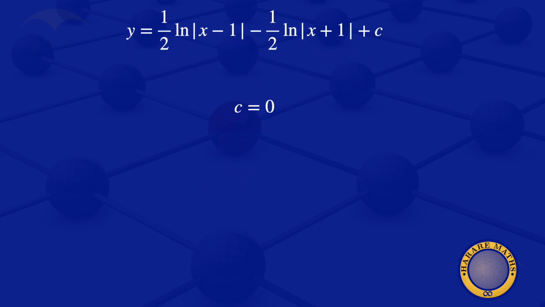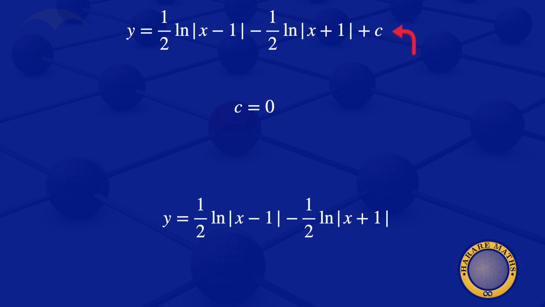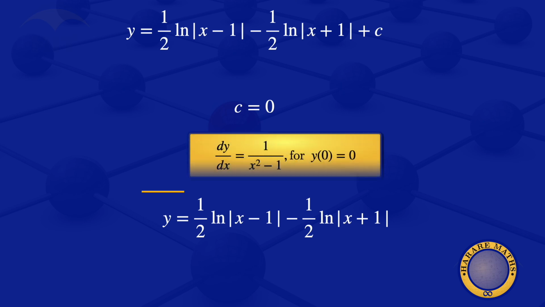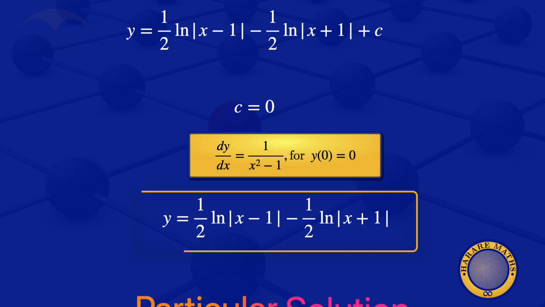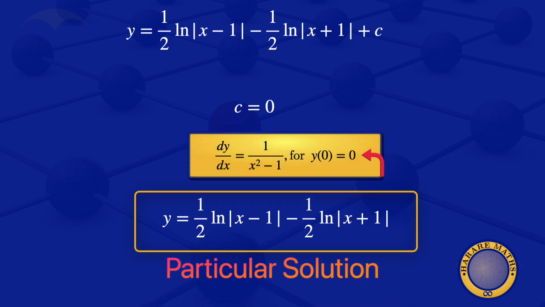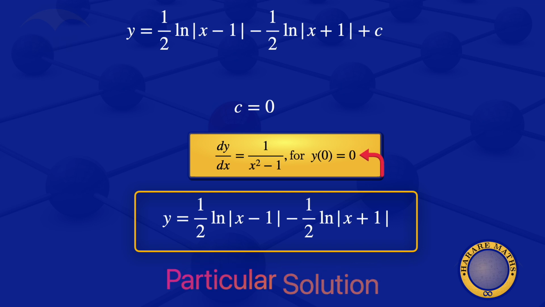Substituting it into our equation, we have y equals a half ln of the absolute value of x minus 1, minus a half ln of the absolute value of x plus 1. So what we have here is the particular solution of this differential equation given the initial condition y(0) equals 0.